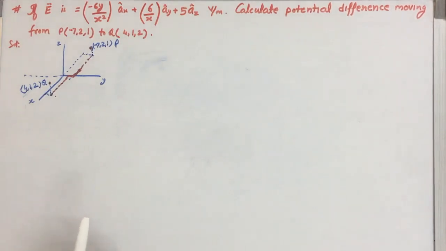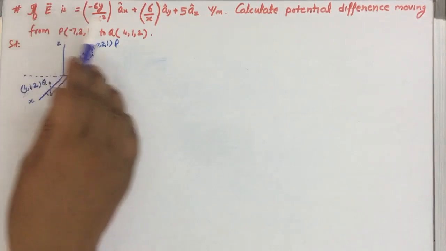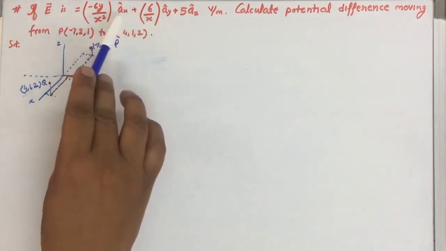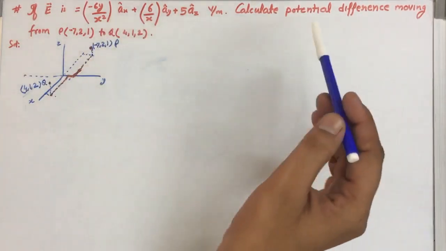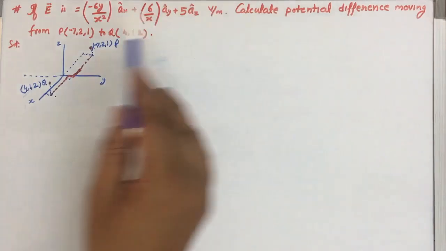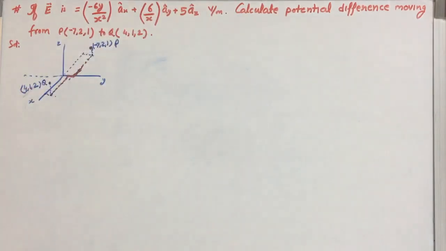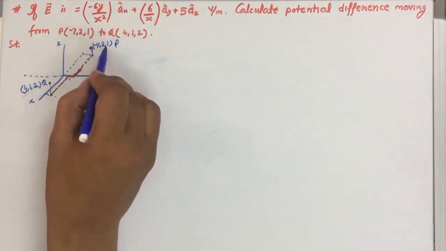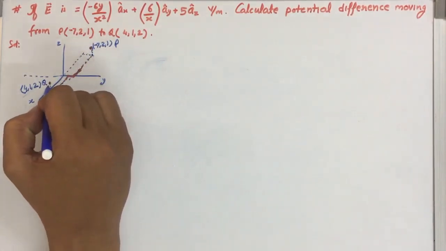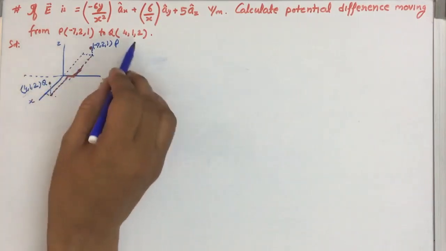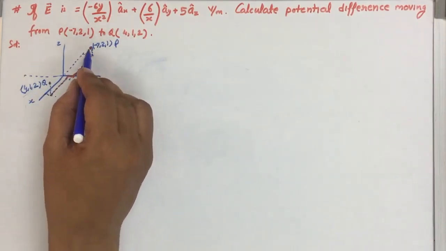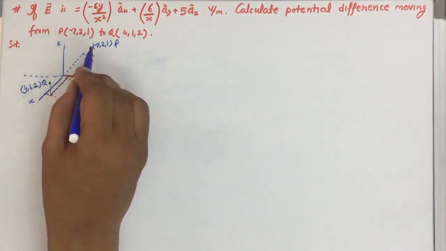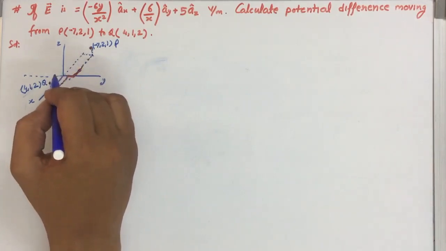Let us solve one example to find the potential difference. The example is E given here in the Cartesian coordinate system, and now we have to find the potential difference when we are moving from point P to point Q. Point P is given here, the coordinates are -7, 2, 1, and the coordinates of point Q are given as 4, 1, 2. So we have to move from P to Q, and to move from here to here we have to find the potential difference.